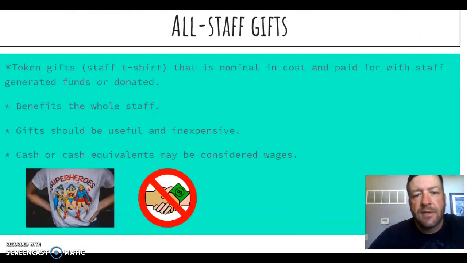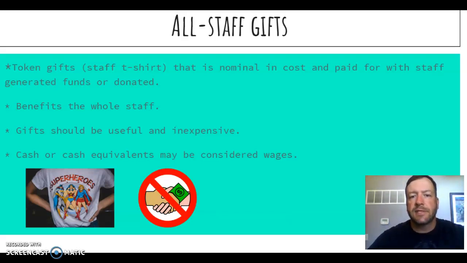All staff gifts. There are gifts that are purchased for every staff member, and the best example I have is t-shirts. Usually there's a staff t-shirt that's given out at the beginning of a year, and for us, we wore them on Fridays, but these need to benefit the whole staff, and they should be useful and inexpensive. Definitely should try to avoid giving staff money or gift cards. This could be considered wages, so it would be best if there's something that's useful for everyone.